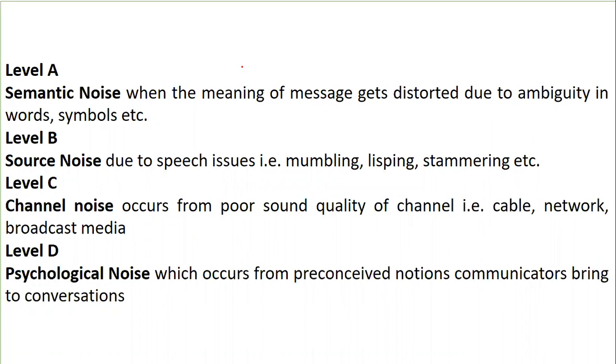So when I'm saying level, there are four levels, A, B, C and D. Level A is with reference to semantic noise, where the message gets distorted due to ambiguity. Level B is source noise, due to speech issues like mumbling, lip sync, stammering. Level C is channel noise, maybe the poor quality of sound in the form of cable network or broadcast media. Level D is the psychological noise, which occurs from preconceived notions communicators bring when they have the conversation between each other.